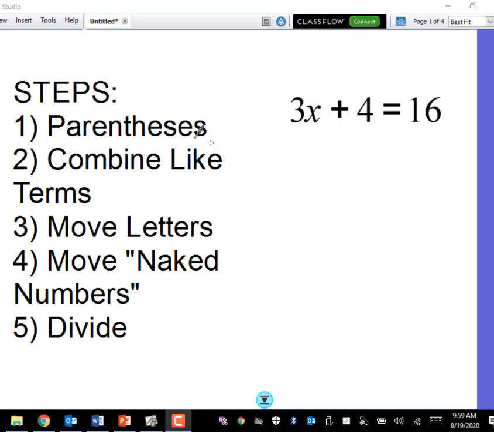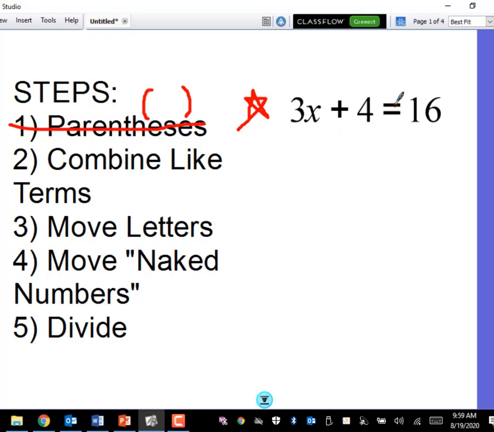The first thing we look for are any parentheses. So this is my practice question we're doing right now. As I look at this question, do I see any parentheses, which are the little curvy bracket things? And I don't see any, so I can skip this step. Step 2, combining like terms.